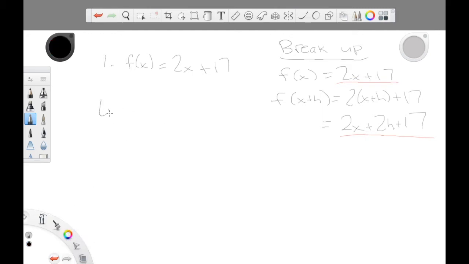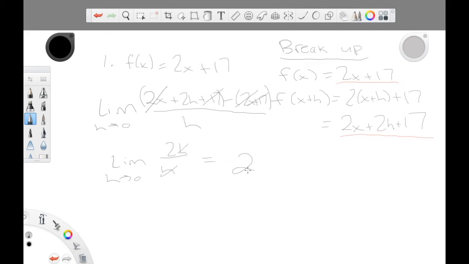And now we can just set up our notation. We already have f of x plus h, minus f of x, over h. These cross out, and these cross out because it's subtracting. And so you're left with 2h over h. That simplifies down, and that'll just be 2.